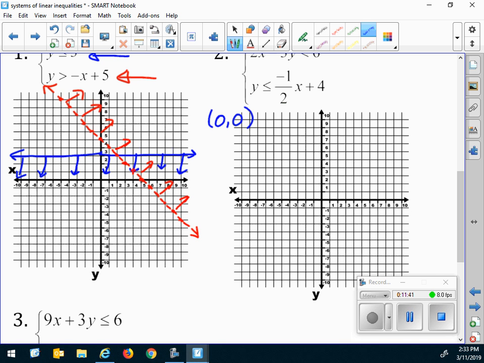Now, are the points on the blue line solutions? Yes, on the blue line, because it's or equal to. Are the points on the red line solutions? No, because it's not equal to. So the answer is all the points on the blue line plus everything in between.